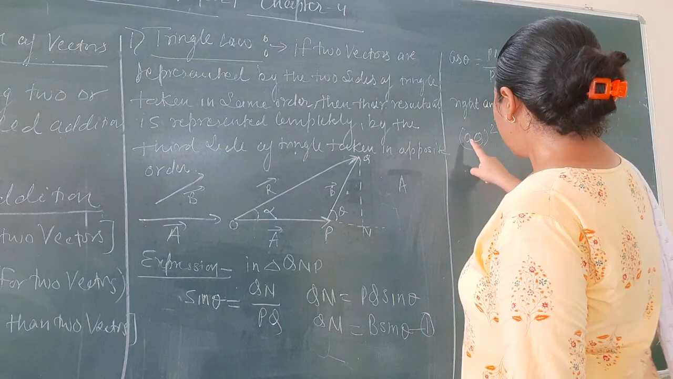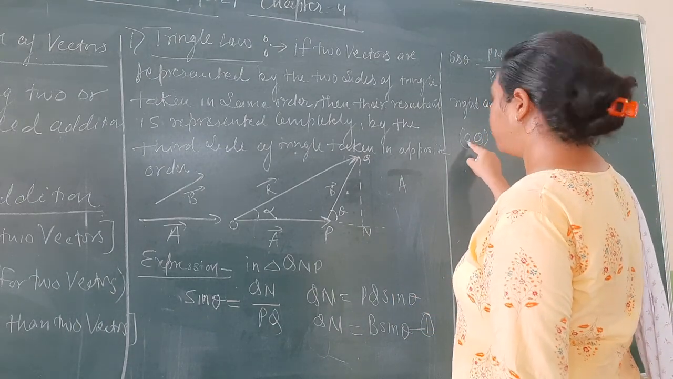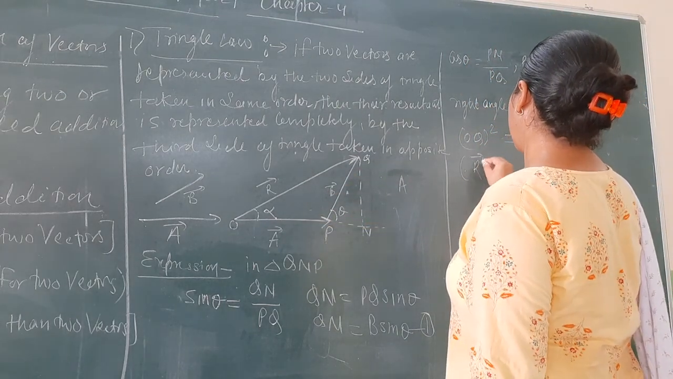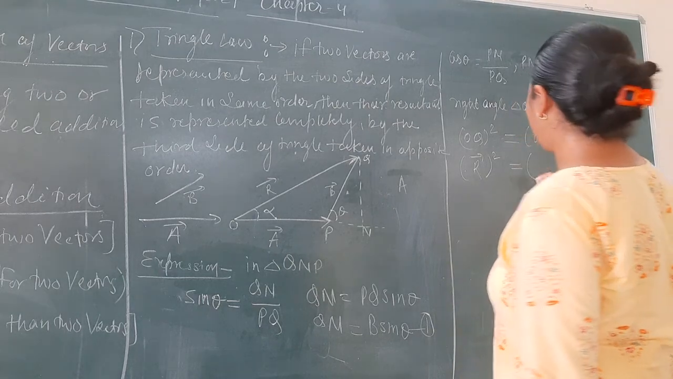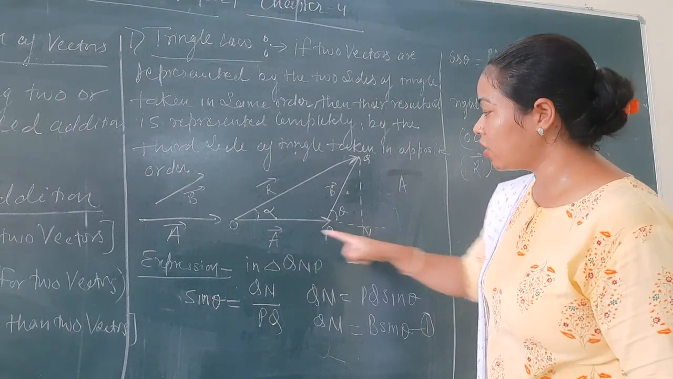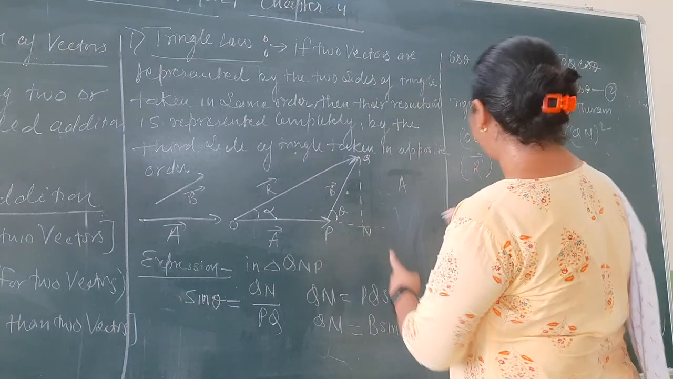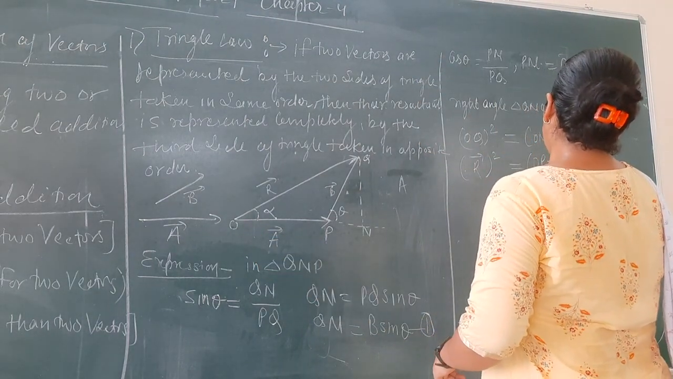Right? So what is the value now? What is the value of the OQ? The value of the OQ is vector R whole square. Right? And what is the value of the ON? We are not having the complete value of ON, so we will split it into two parts, OP plus PN. OP plus PN.